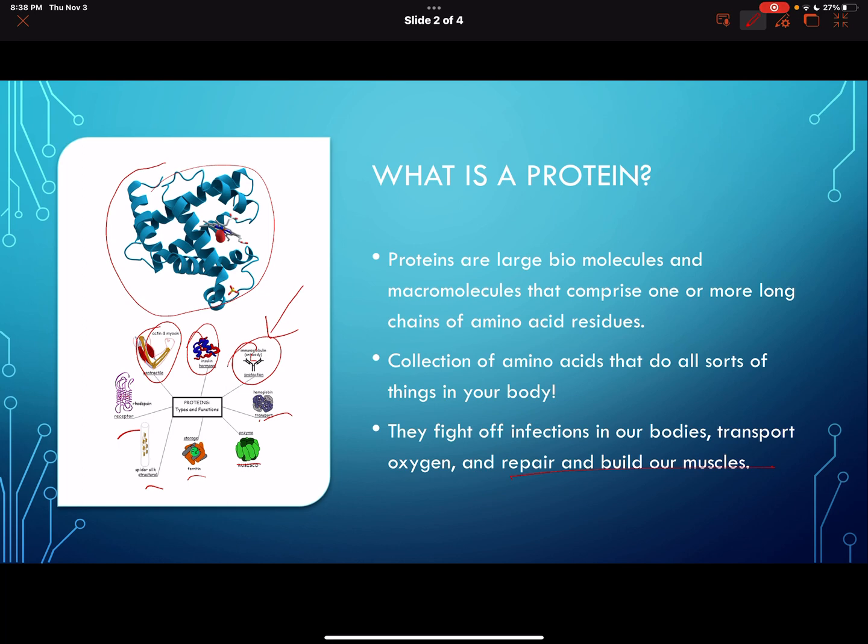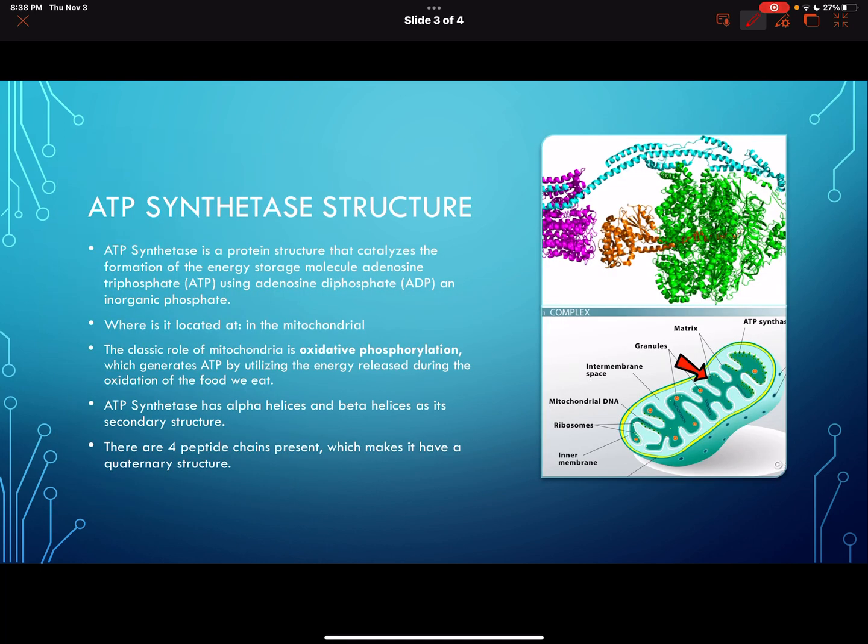So now that you know a little information on what a protein is, we can go into what ATP synthase is and what its structure is. So, ATP synthase is a protein structure that catalyzes the formation of the energy storage molecule adenosine triphosphate, which is ATP, using adenosine diphosphate, ADP, and inorganic phosphate.